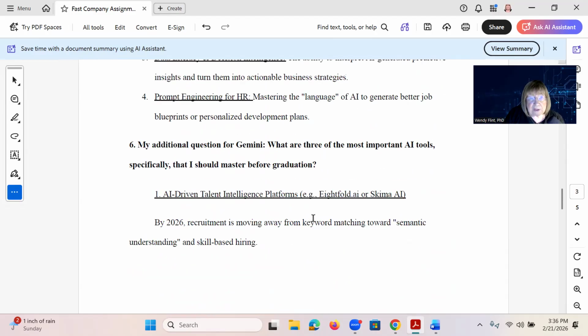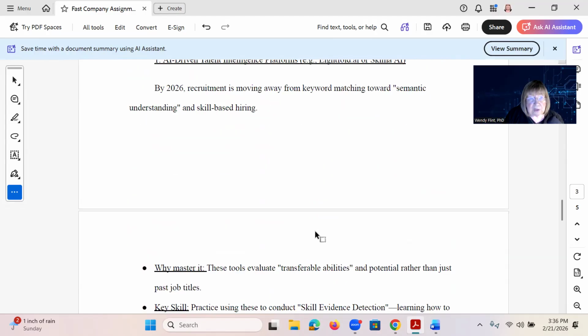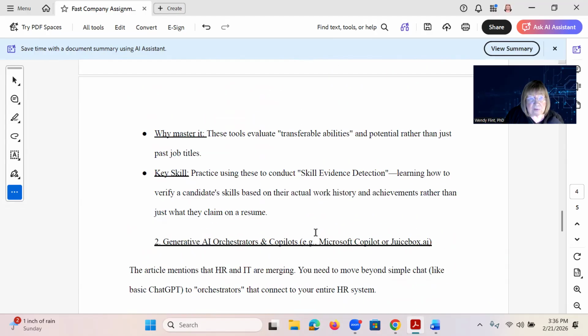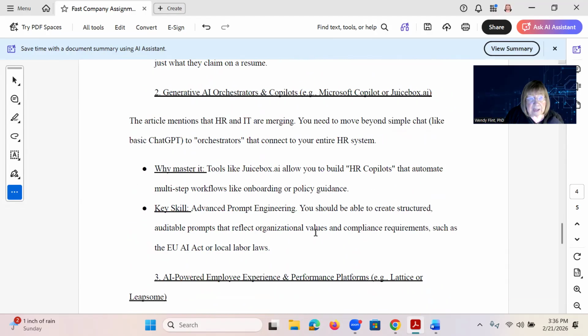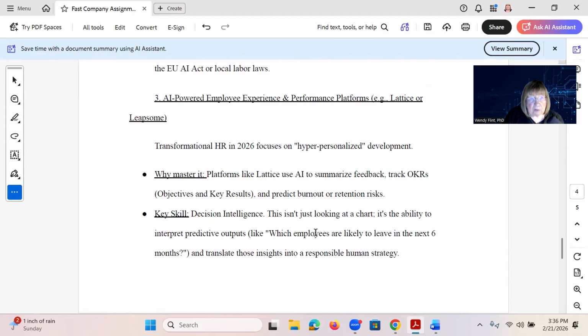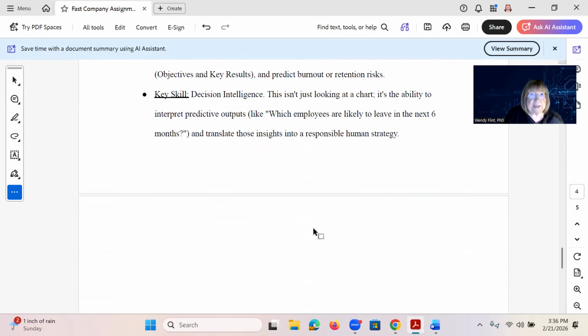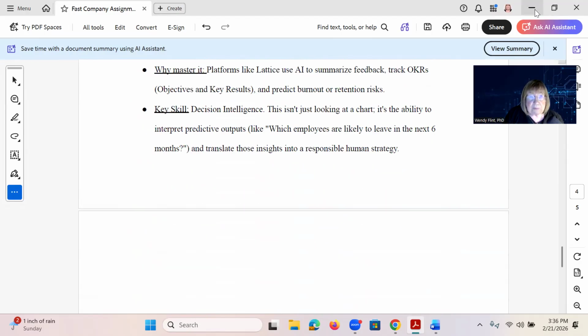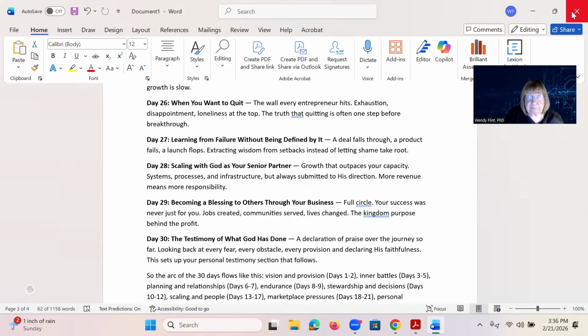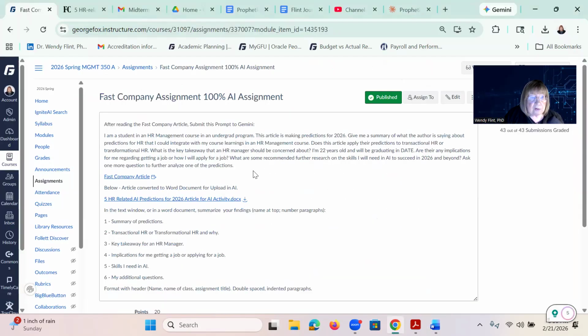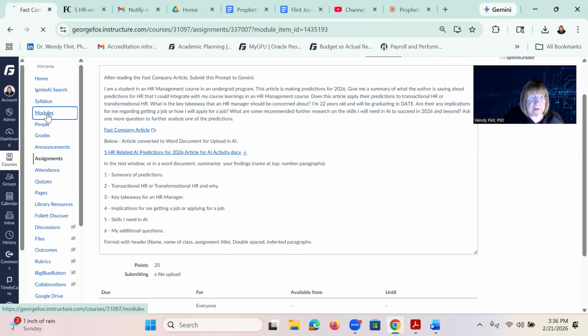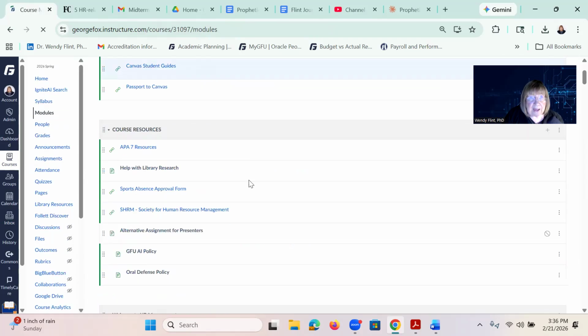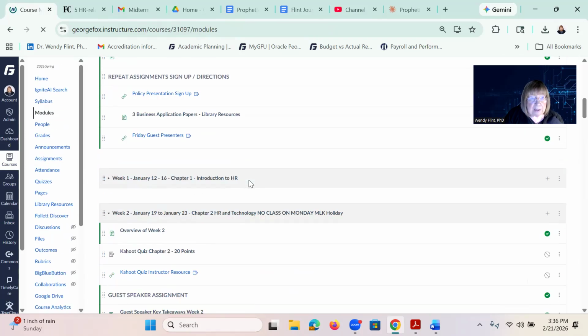So here was my additional question for Gemini. What are three of the most important AI tools specifically that I should master before graduation? I thought that was an excellent question. Why master it, the key skill? And they were able to see maybe what they needed to take independently with some additional training. So that was step one in getting them to think about AI, technology, HR, how it impacts them.